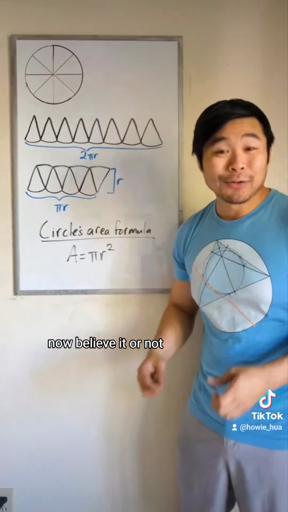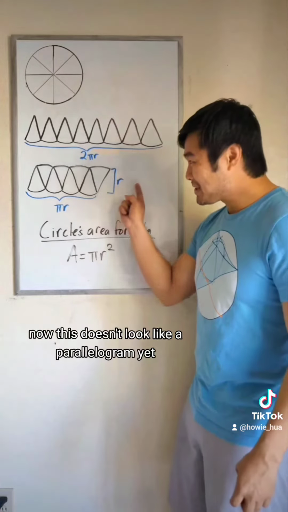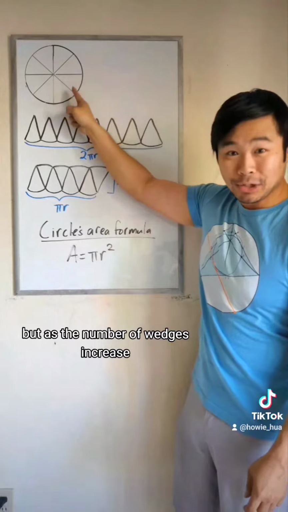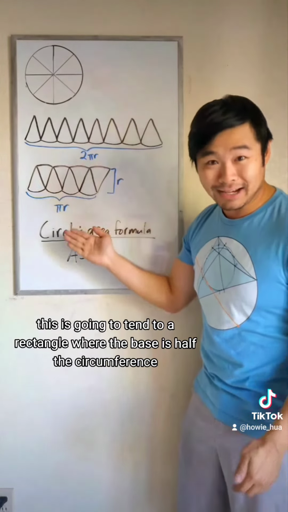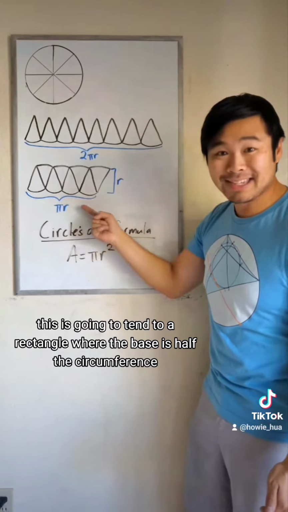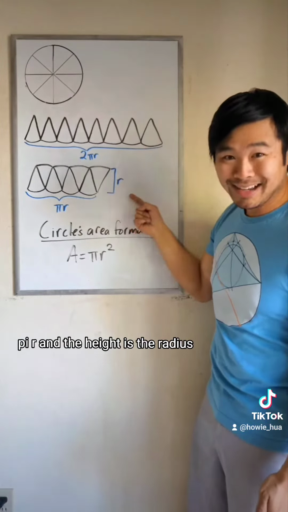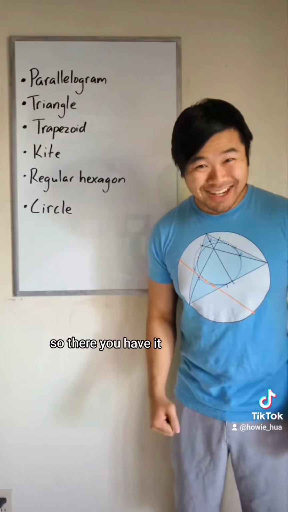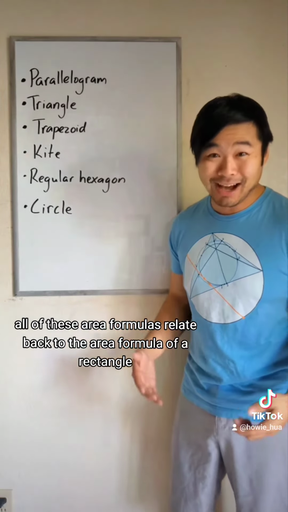Now, believe it or not, we can use the same logic to derive the area formula of a circle. Now, this doesn't look like a parallelogram yet, but as the number of wedges increase, meaning we're cutting this into more and more slices, this is going to tend to a rectangle, where the base is half the circumference, pi r, and the height is the radius. So pi r times r gives us pi r squared. So there you have it. All of these area formulas relate back to the area formula of a rectangle.